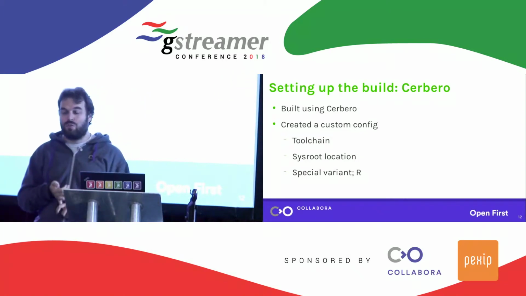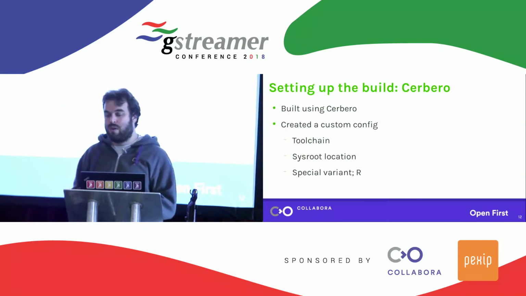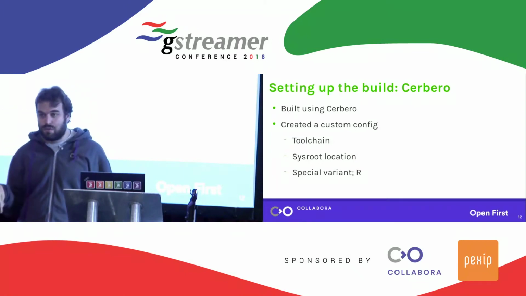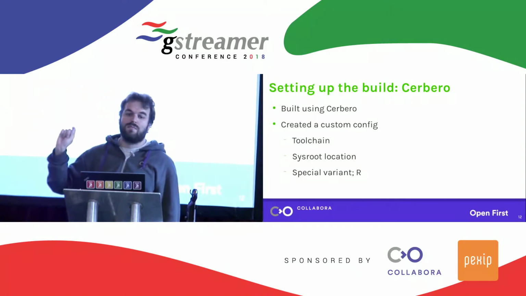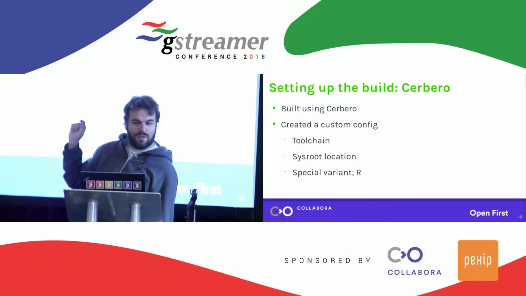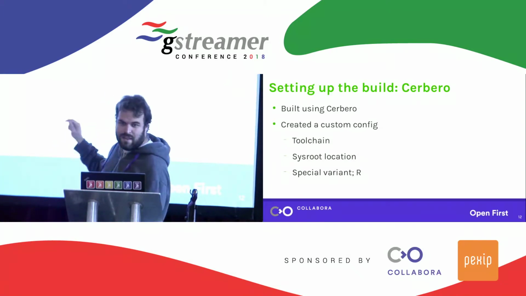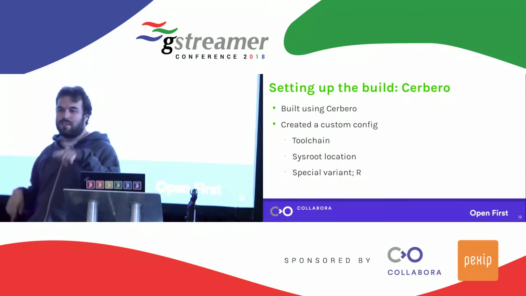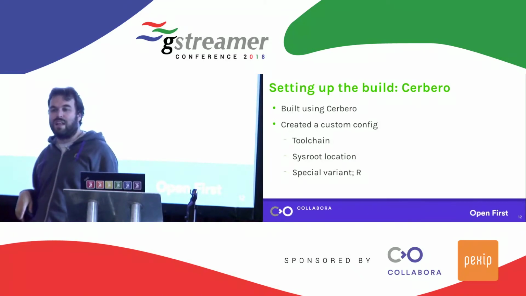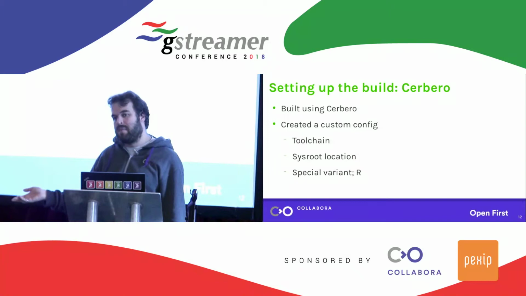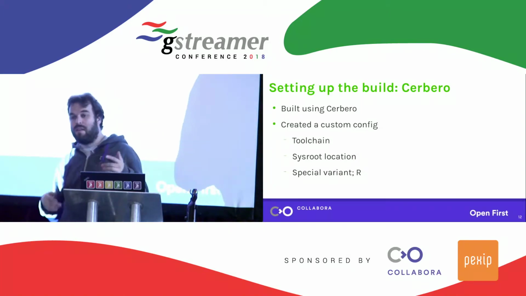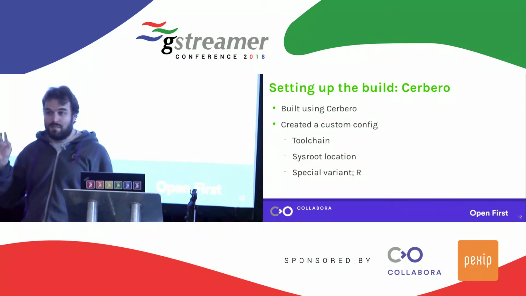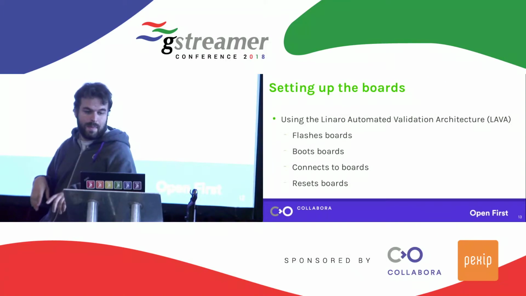First, we select the toolchain in it. So Cerbero has everything you need to tell it: use this toolchain to build. We tell it where the sysroot is, so against what target to build. And we created a special variant, which is called RPi, Raspberry Pi. And that enables options like the GL library and builds gst-imx for Raspberry Pi. So there's a couple of system-specific variants that we enable there. And with this, we can build GStreamer for the Raspberry Pi.